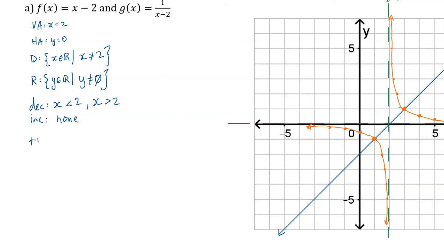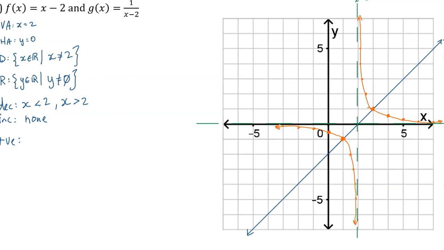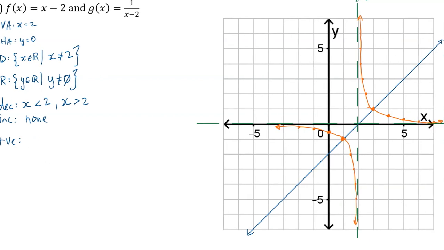Okay, finally, where is it positive? And this should be relatively easy, especially for this one. You still have to write it correctly, but you're literally just looking at where in the graph it is, like you could just point. Well, it's positive there, and it's negative there. You know what I mean?